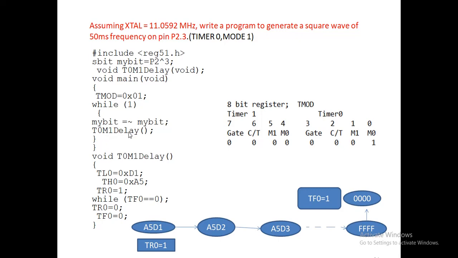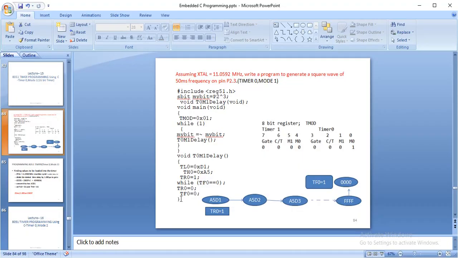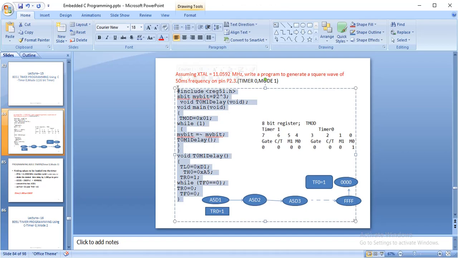Whenever I execute this delay function, it creates the delay of 25 millisecond. Again it comes over here and complements: earlier it became 1, now it becomes 0, again the delay function. So the 0 has to stay for 25 millisecond. Again 0 becomes 1, again it executes the delay function, so it stays on for 25 millisecond, and so on. Now I am going to demonstrate with the help of Keil, so you can understand very clearly.